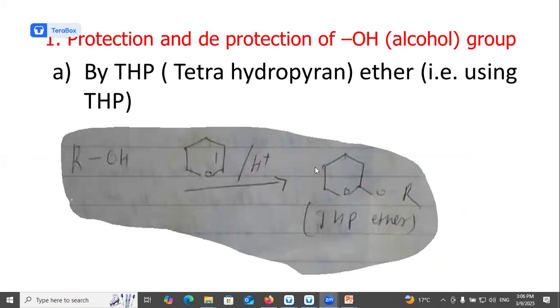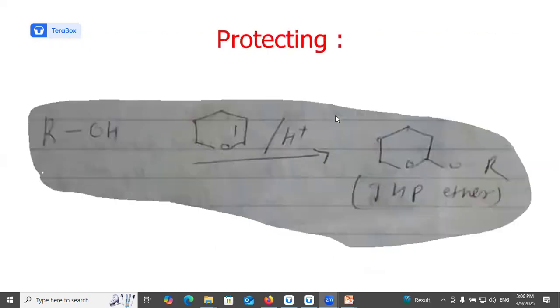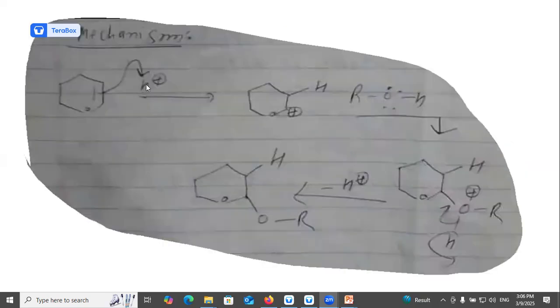Protection and deprotection of the alcohol group by the tetrahydropyran ether, that is, using tetrahydropyran. If we treat the alcohol with tetrahydropyran in acidic condition, we'll get tetrahydropyran ether as the protected form of the alcohol. See, this is the alcohol and the tetrahydropyran ether protecting mechanism. In case of mechanism, it's simple.